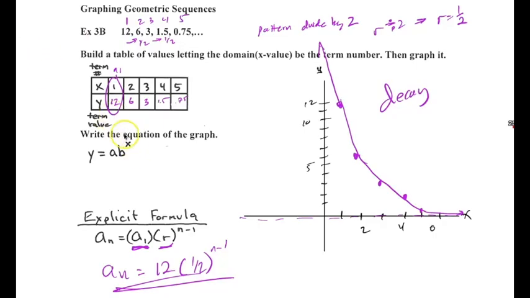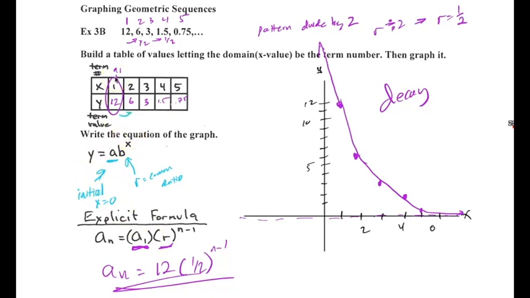Now if I want to write this as an exponential formula, it's slightly different. Our a is our initial value, which is when x equals 0, which we don't have yet. And then b is our r, our common ratio, which we do have: 1/2. How do we find our initial value? In this case, the first term is 12. That's why a1 is there. We need to find our initial value to put in exponential form.